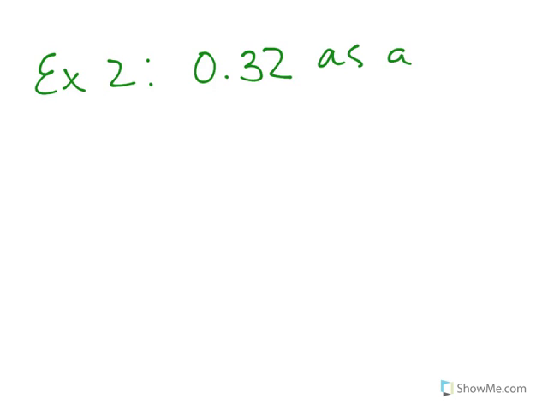So my next example is to write a decimal as a fraction in simplest form. So this is going to be example 2. I'm going to ask you to write the decimal 0 and 32 hundredths as a fraction in simplest form.